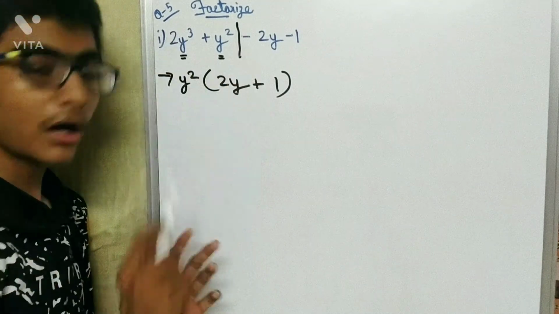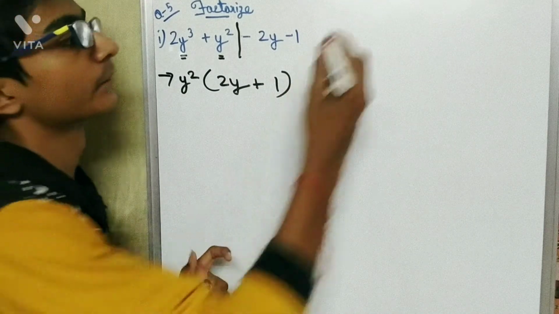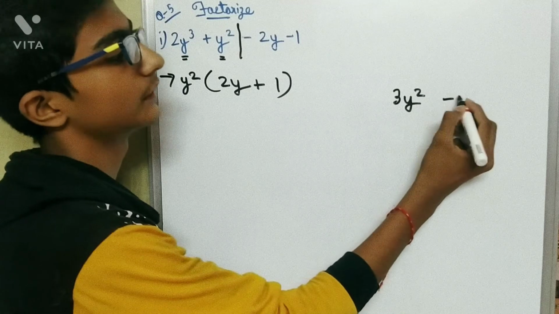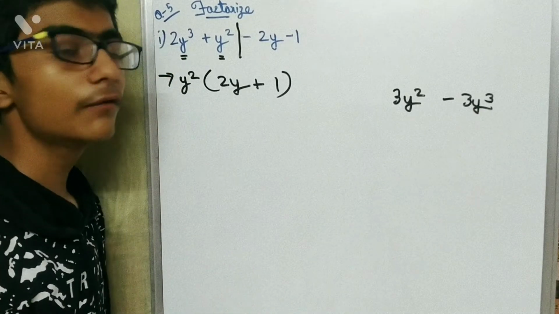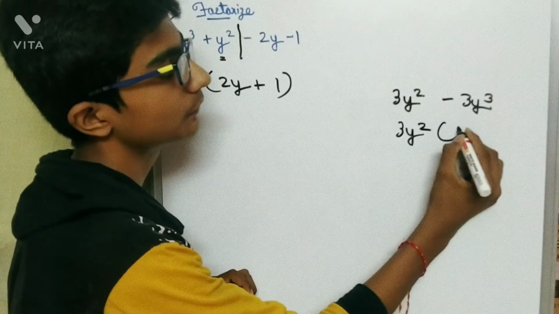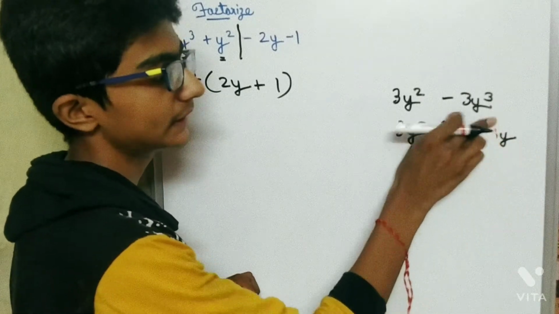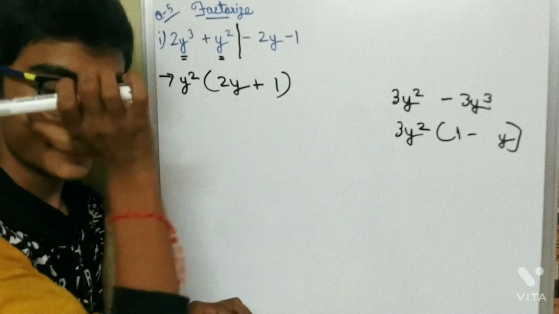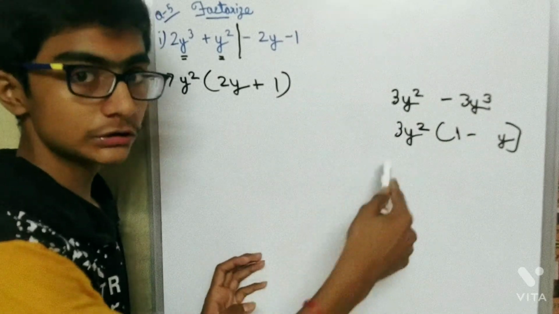If you have to take out numbers as common, then no matter what the power is. See, if you have given an equation like 3y square minus 3y cube, so here what will you do? You will take out 3y square common and here 1 minus y will be left. See, if you have given the same number and the same variable with different power, then you have to take out both number and variable.